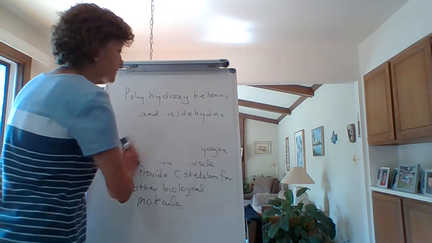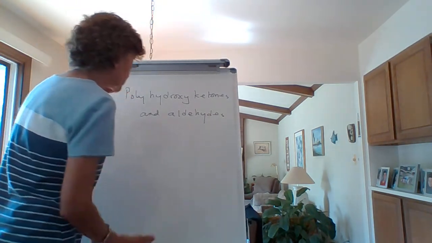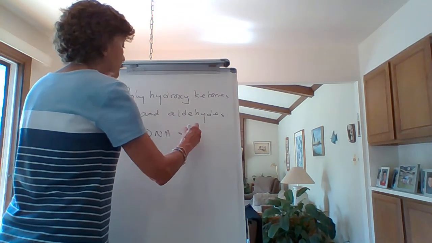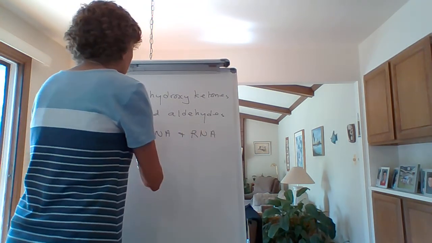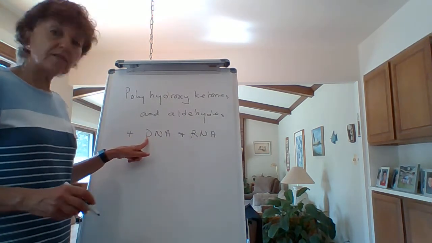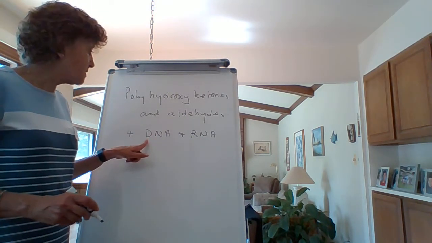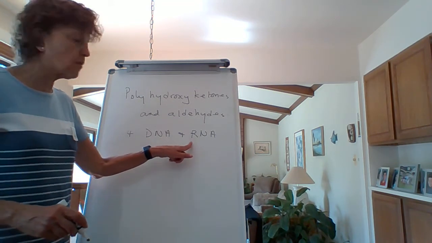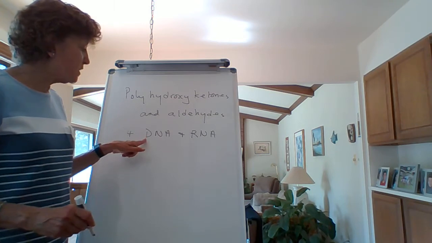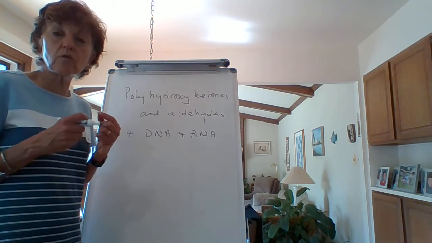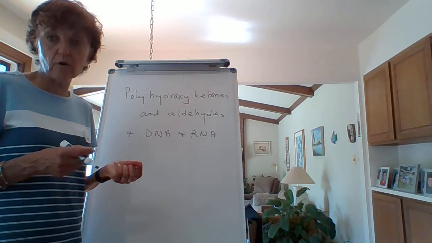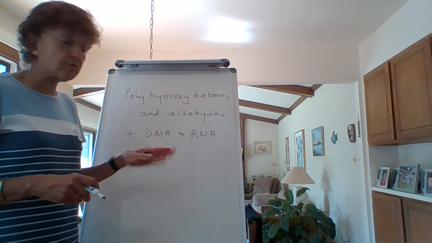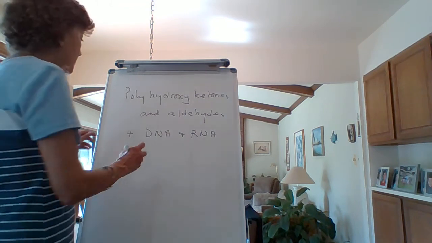All right, number four, they are an important part of DNA and RNA. If you've had a bio class, you may know what the D stands for. D is deoxyribo, and this is deoxyribonucleic acid, and this is ribonucleic acid. Well, deoxyribo comes from the word deoxyribose, which is a carbohydrate, and this R is ribose, which is a carbohydrate, so you're going to see that.